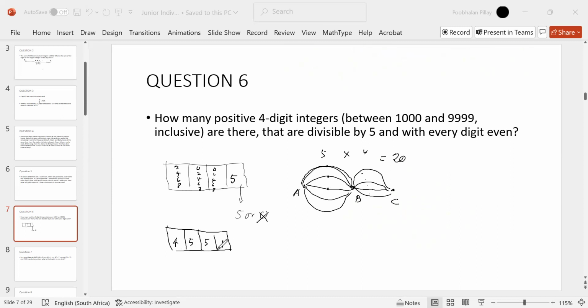So in the same way here, the answer to this question here is there are 4 ways of choosing this, 5 ways of choosing the second one, 5 ways of choosing the third one, and 1 way of choosing the fourth one. And you multiply the whole thing, and you will get 100. Right? Yeah.